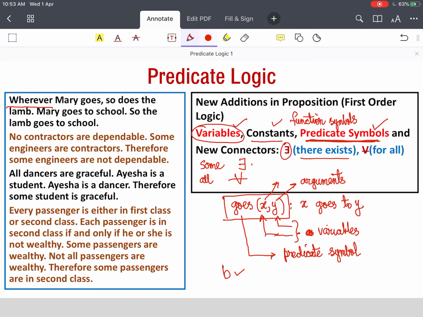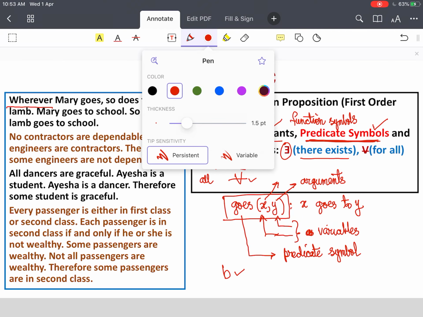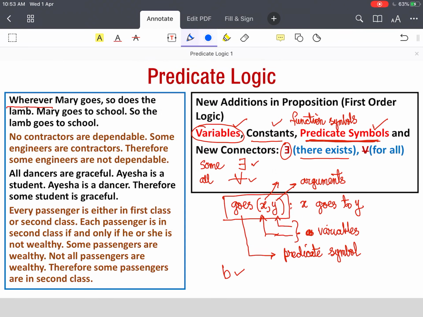We added predicate symbols as we saw here, and we added these two new connectors. Let us go to the second example. In the second example, we will add several new predicates. For example, contractor, dependable, engineer.